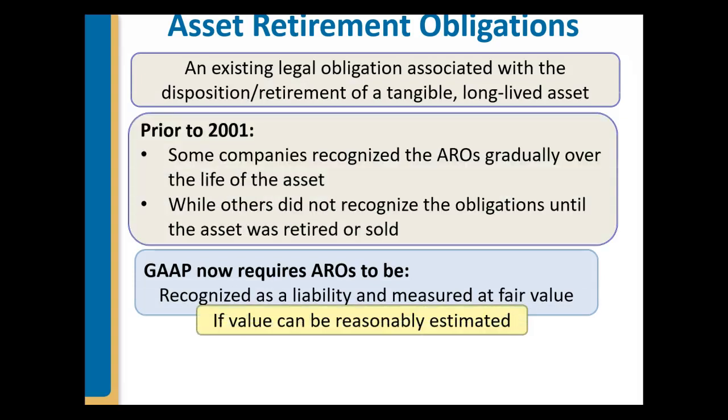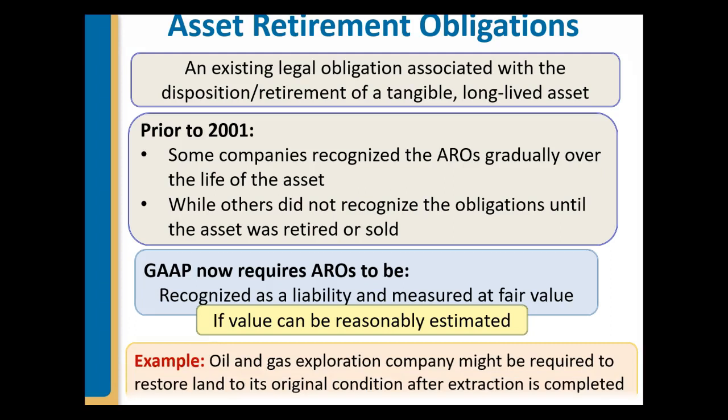Sometimes a company incurs obligations associated with the disposition of PP&E and other natural resources, often as a result of acquiring those assets. So, for example, an oil and gas exploration company might be required to restore land to its original condition after extraction is completed. Before 2001, there was considerable diversity in the ways companies accounted for these obligations. Some companies recognized these asset retirement obligations gradually over the life of the asset, while others didn't recognize the obligations until the asset was retired or sold.